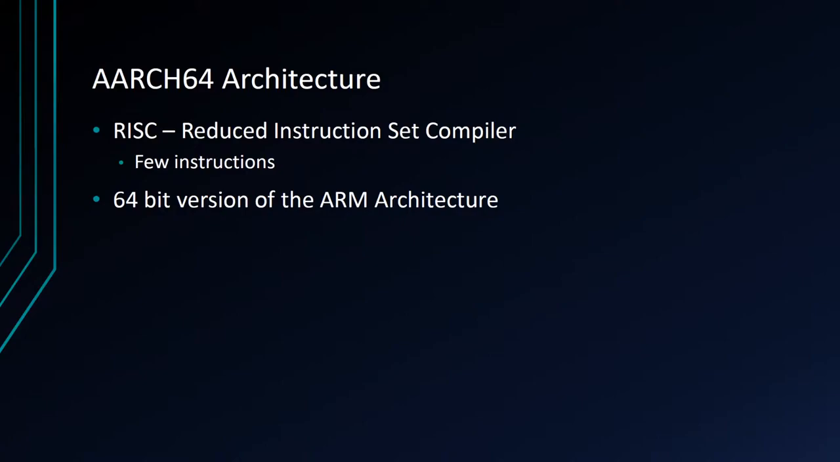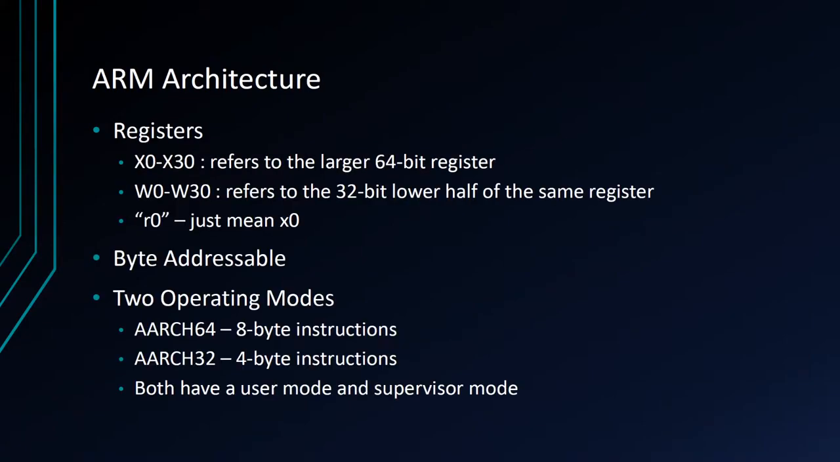AARCH64 is the 64-bit version of the ARM architecture. Because of that, it's still a RISC instruction set, so reduced instruction set computer, which basically just means that it has fewer instructions than your typical Intel. And it's a 64-bit architecture, which means that it is 64-bit addressable, meaning it can address a 64-bit wide space. And in this case, the instructions are also 64 bits normally.